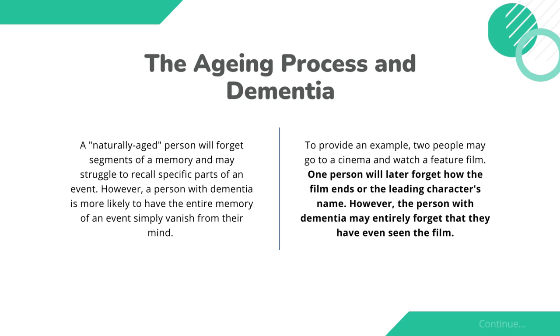A naturally aged person will forget segments of a memory and may struggle to recall specific parts of an event. However, a person with dementia is more likely to have the entire memory of an event simply vanish from their mind. To provide an example, two people may go to a cinema and watch a feature film. One person will later forget how the film ends or the leading character's name. However, the person with dementia may entirely forget that they have even seen the film.